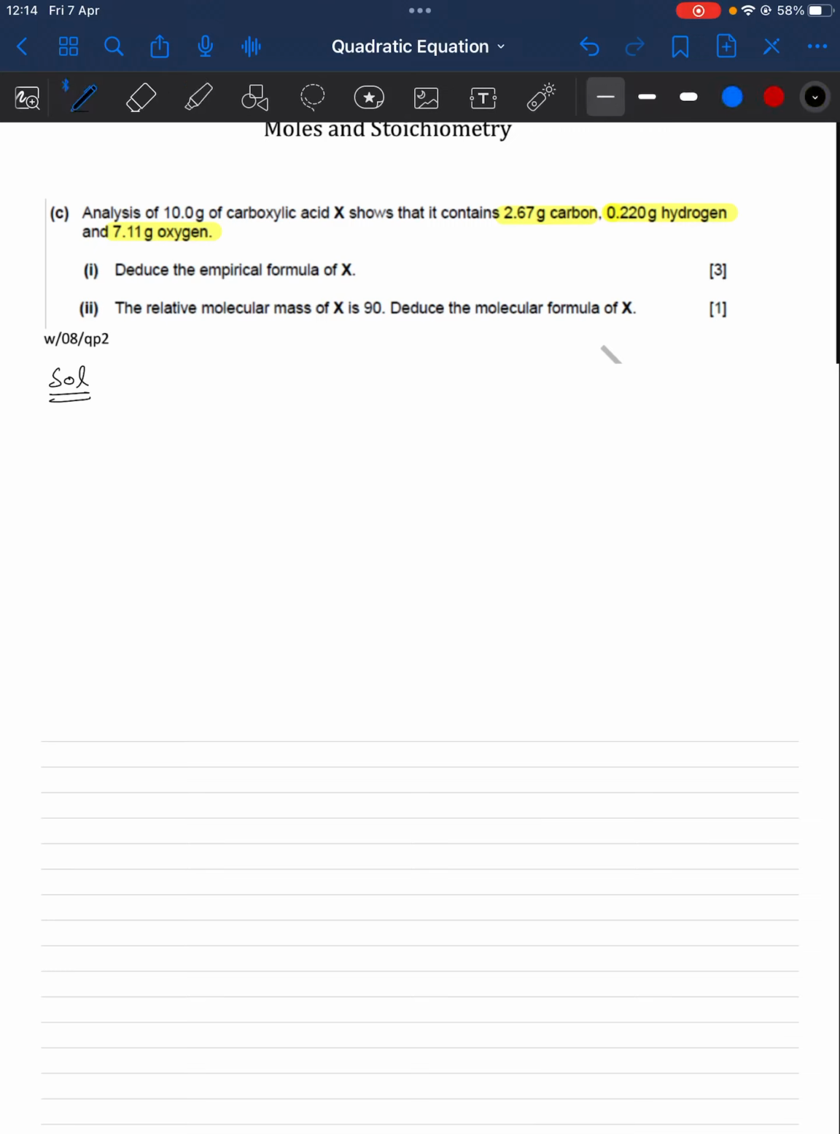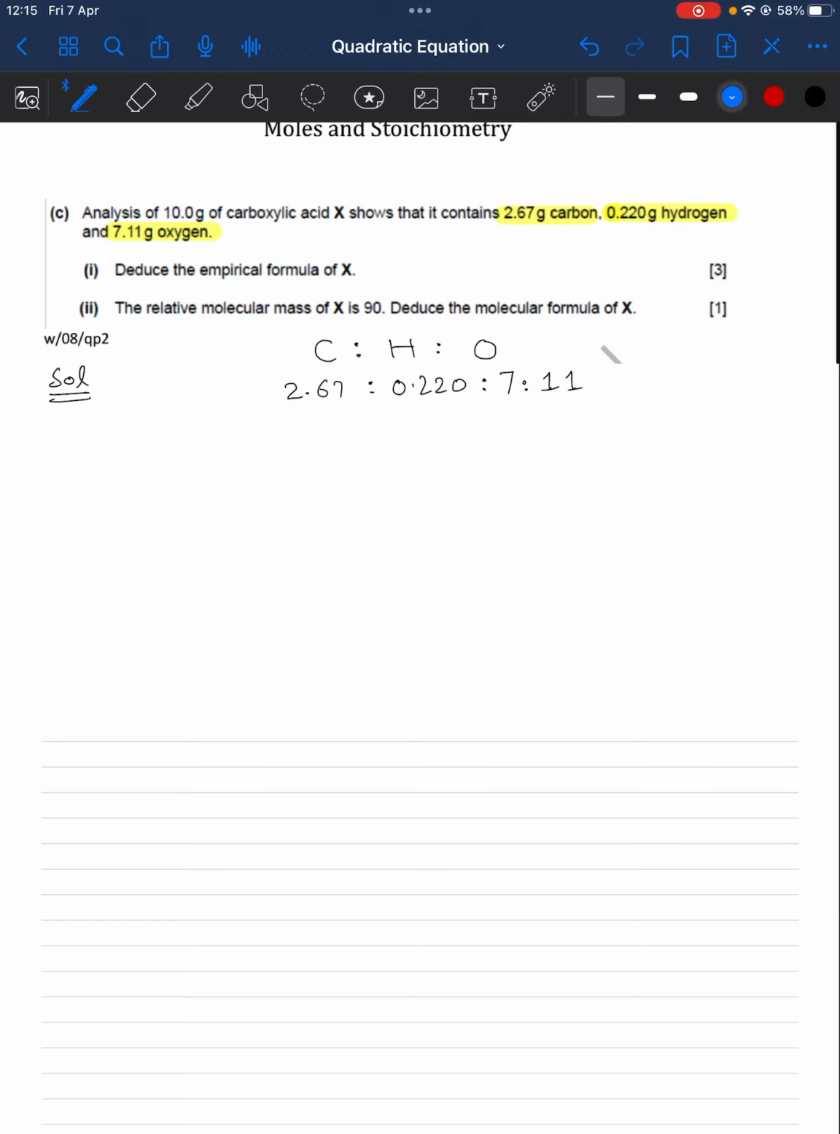So as we learned in the last video, we follow the same steps. We write down the name of atoms. So we have carbon, hydrogen and oxygen. Write down their mass. So we have 2.67 for carbon, hydrogen is 0.220 and oxygen is 7.11. Now in the second step we will divide each number by its atomic mass.